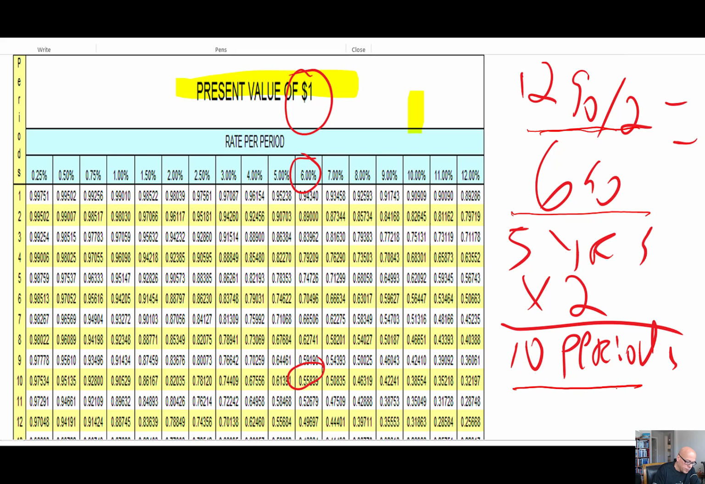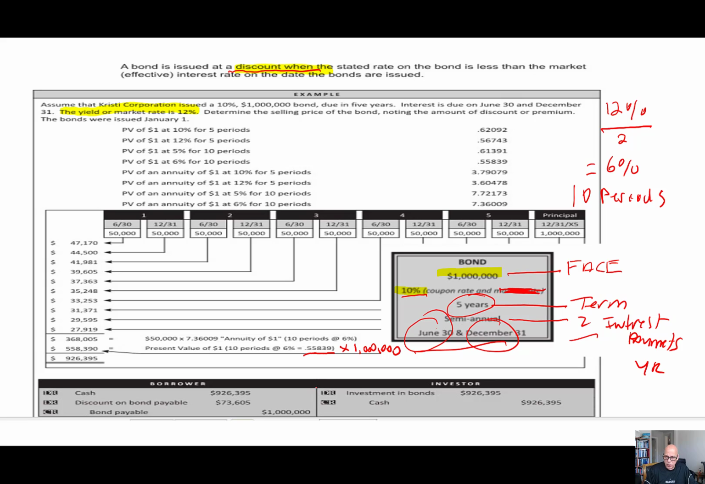So I come to the present value of the dollar table here because that principal payment is just paid back once at the end of the 5 years, at the end of that 10th semi-annual period. So I come to 10 periods, 6%, 0.55839. That's where they got that factor, 0.55839. You multiply the face times that. I've got the present value of the face, okay? But that's one of the 2 cash flows.